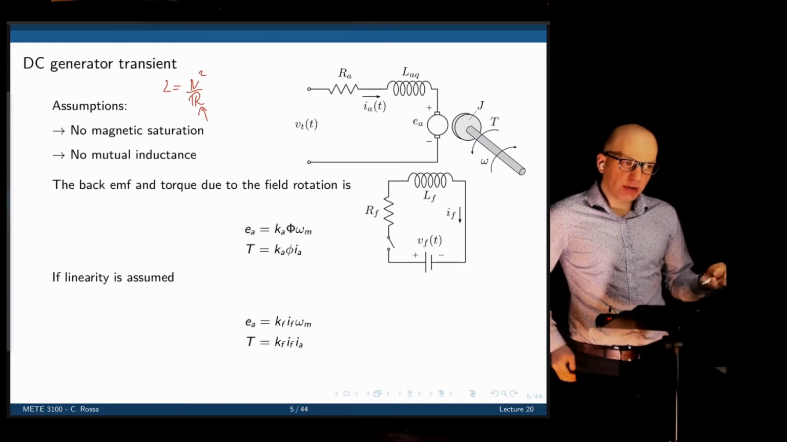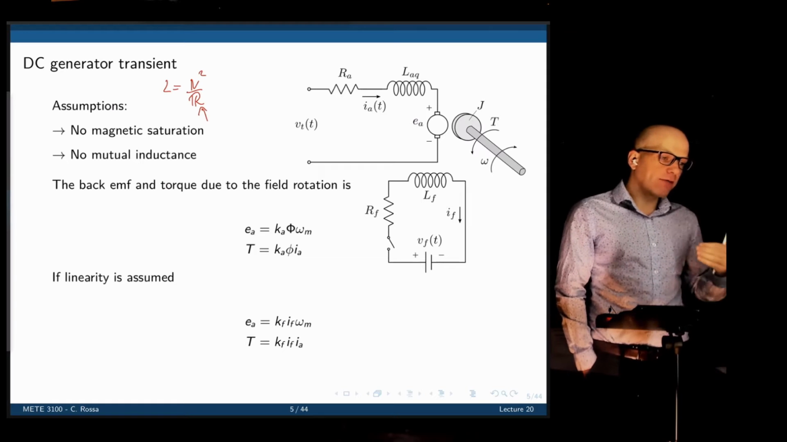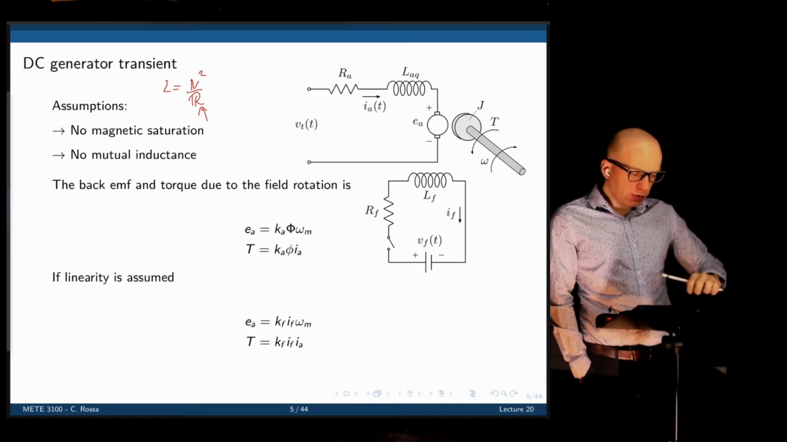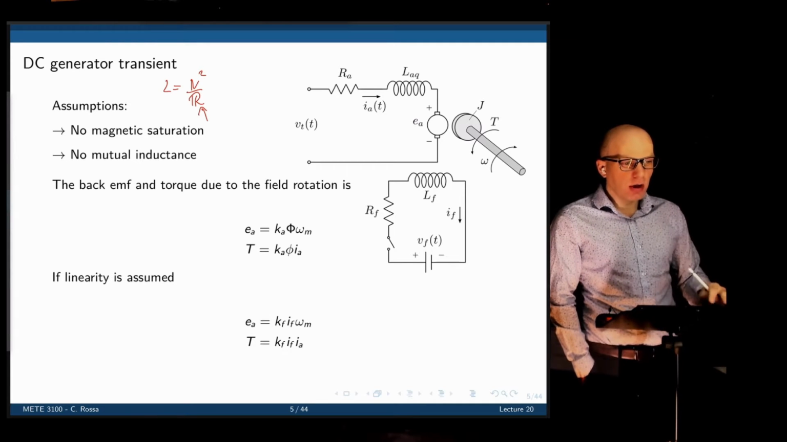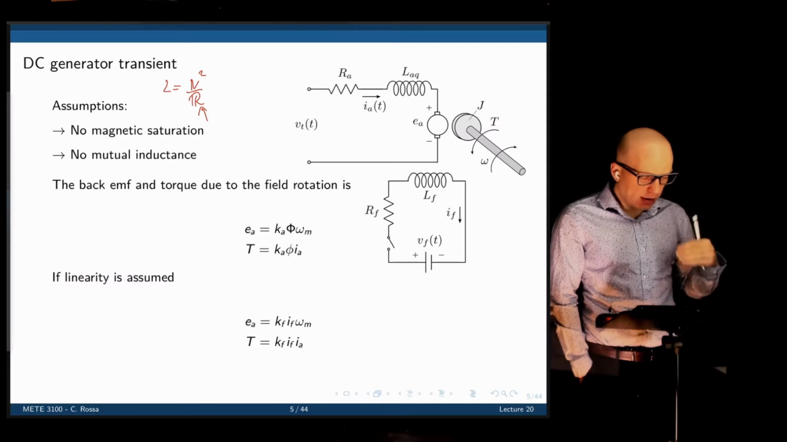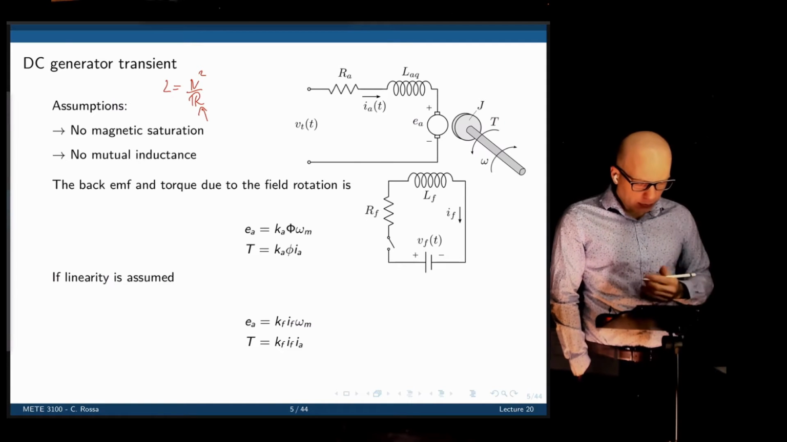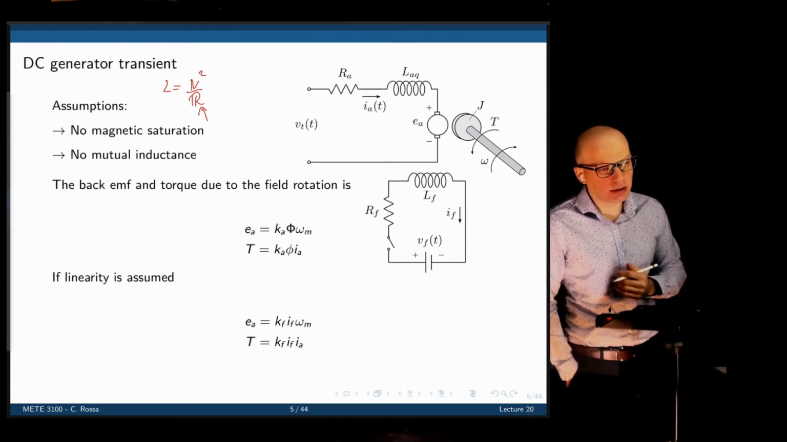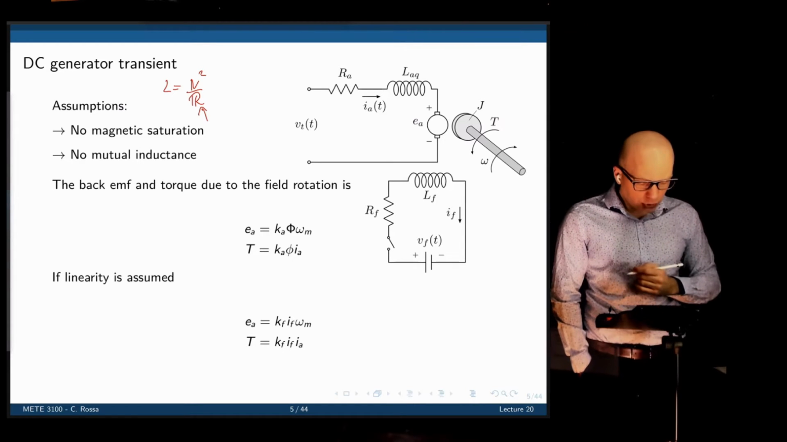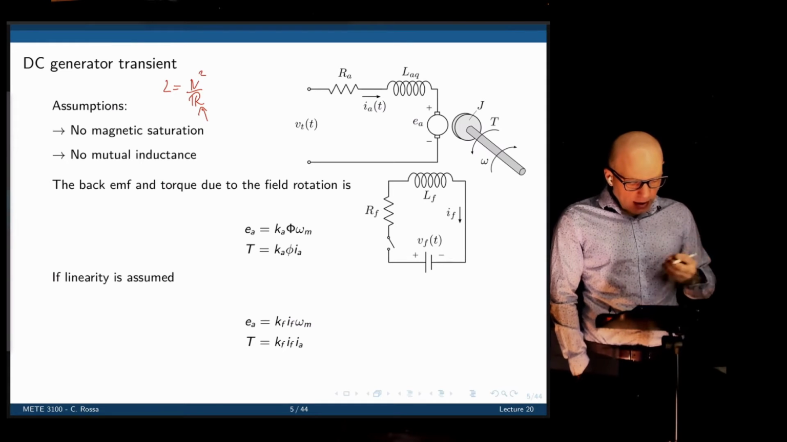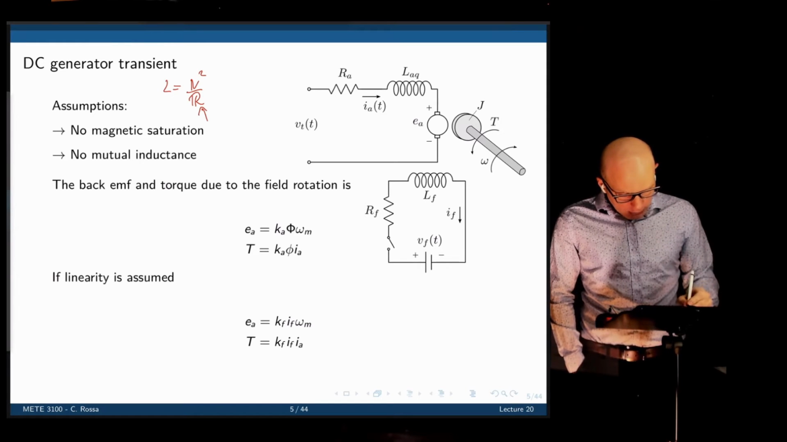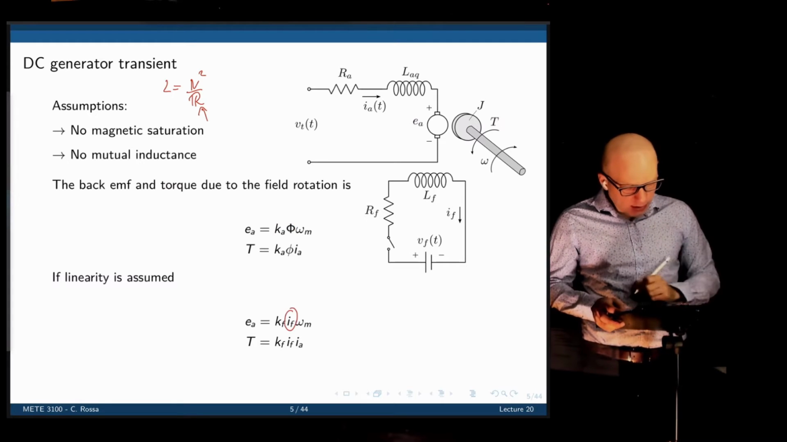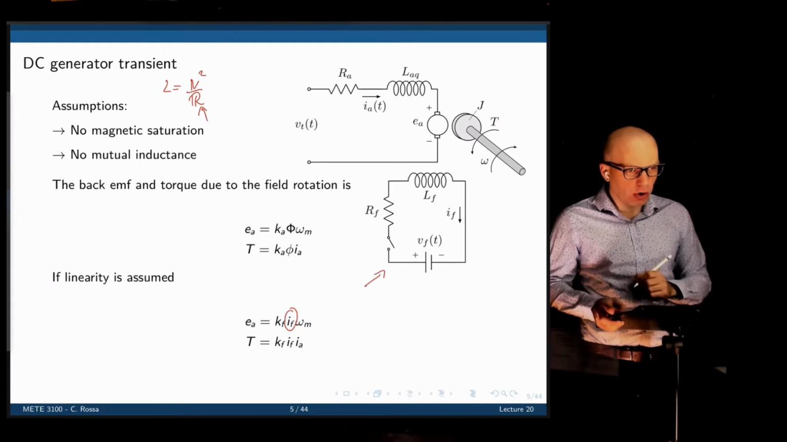So this would work well for a DC motor, assuming that we have poles, we have magnets, right? So everything here would be fixed. In case we replace the magnet with a coil, now we need to take into account the current through that coil. So we could rewrite these two equations under the assumption that, again, there is no magnetic saturation and there is no mutual inductance, that now the back EMF, instead of depending on K, a constant, and the flux, will depend on the field current, the current that passes through the rotor coil.